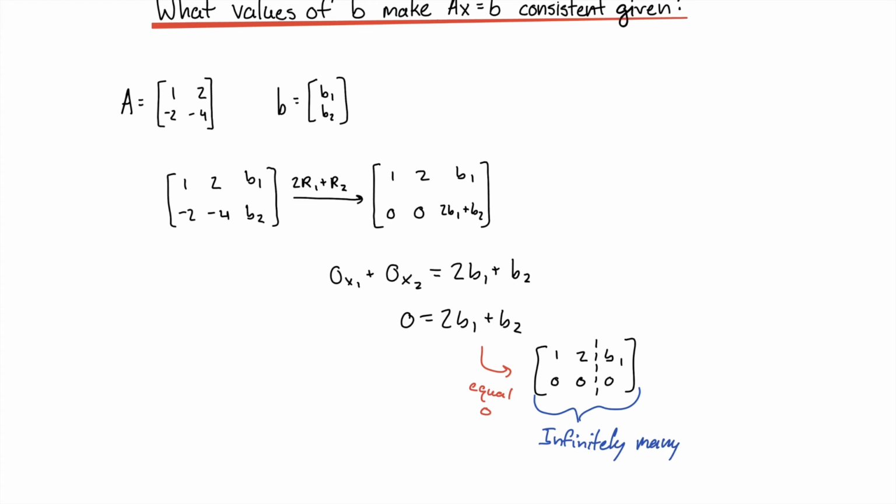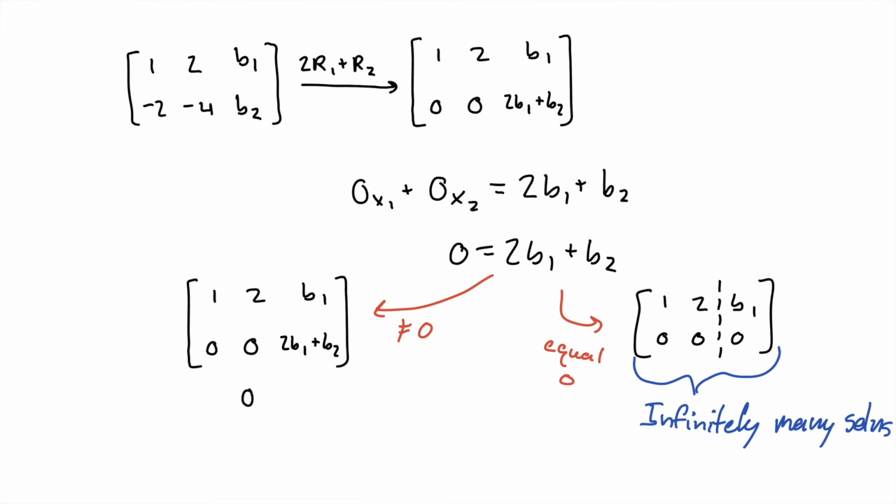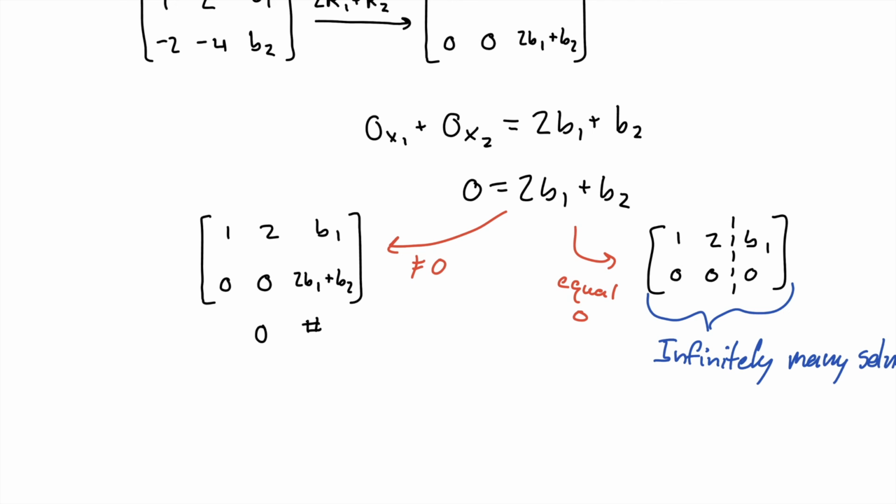But what if this does not equal 0? Well, then we'll have the matrix seen above, but we'll have 0 here and some number here. So this matrix would have no solution.